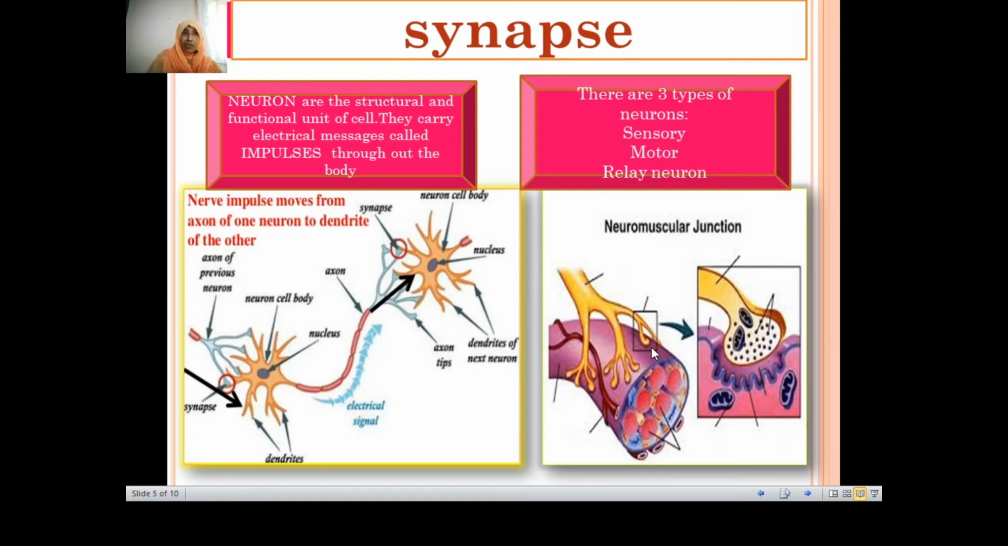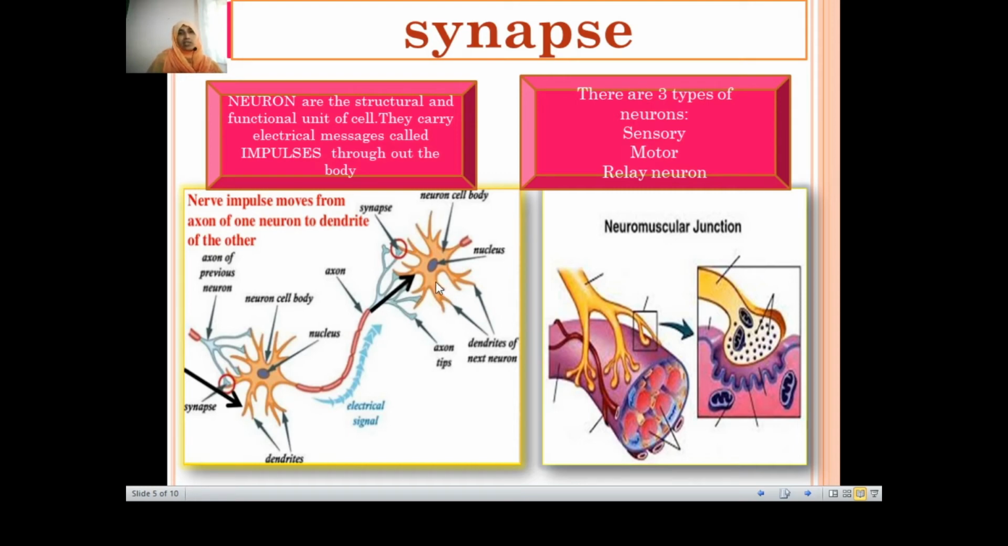First it will be chemical, then it gets converted into an electrical signal. That signal is carried from the dendrites to the cell body, and from there through the axon to the nerve endings. Once the signal reaches the nerve ending, there is one more neuron cell with an axon.